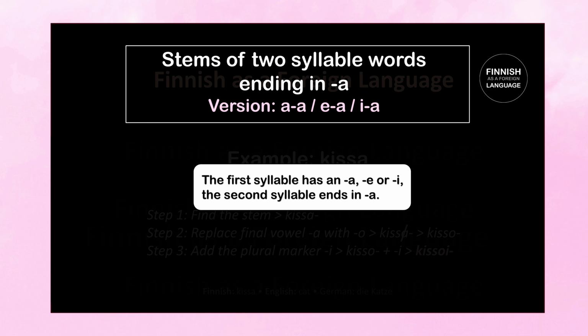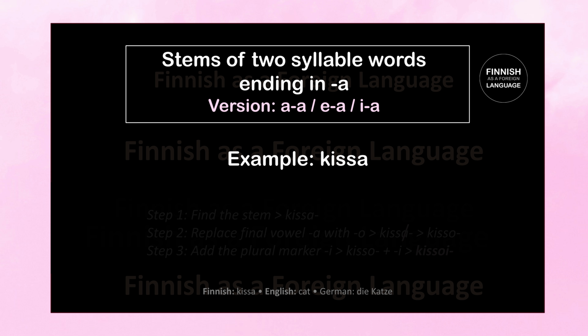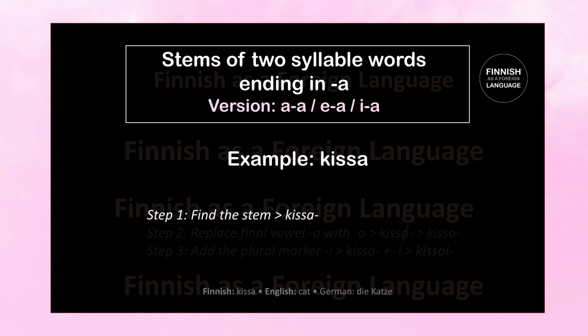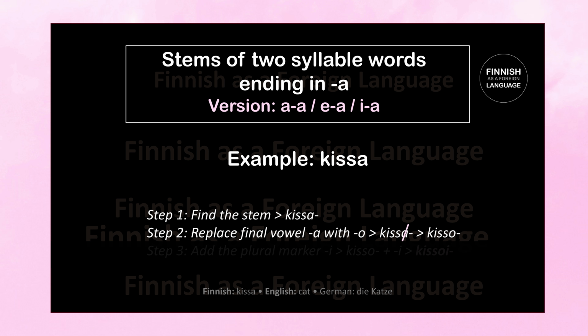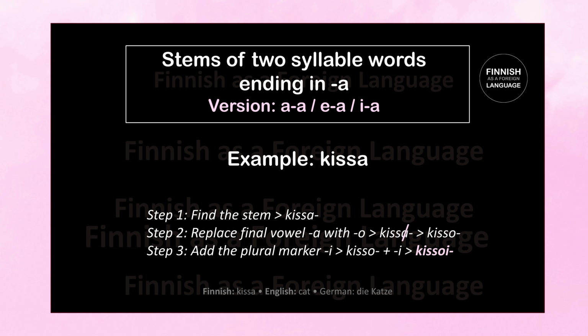in an A. So here's one example, kissa, which means cat. In the first step again we have to find a stem, which is kissa. Then in the second step we have to replace the final vowel A by O. So kissa changes to kisso. And then in our final step we add again the plural marker I. So that means we have kisso plus I and we get kissoi. Kissoi is our plural stem.